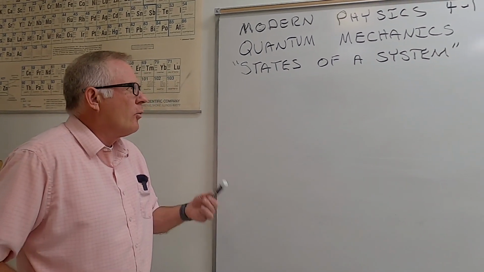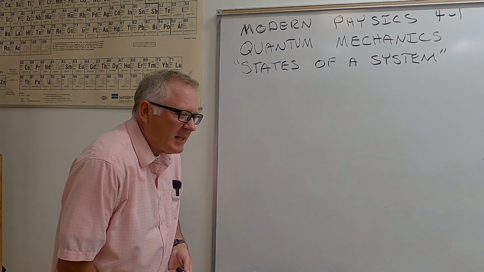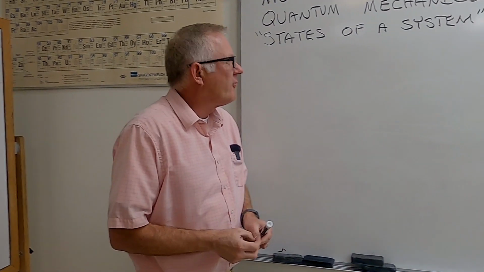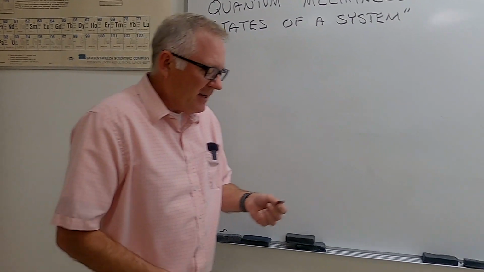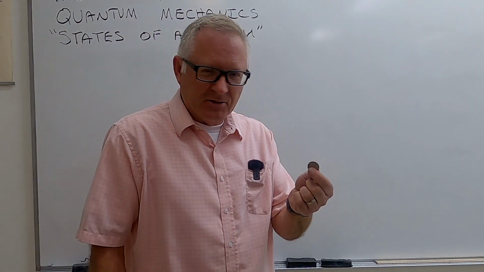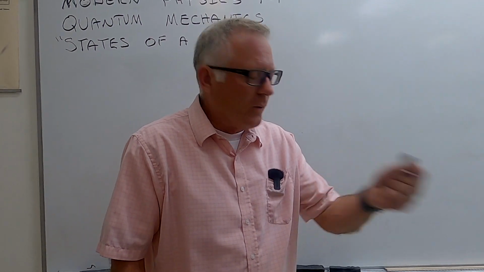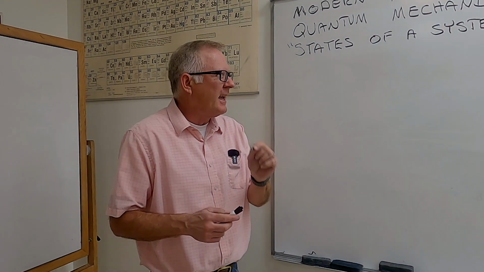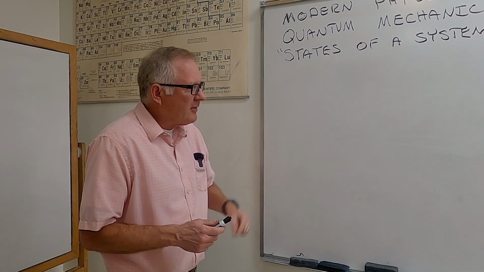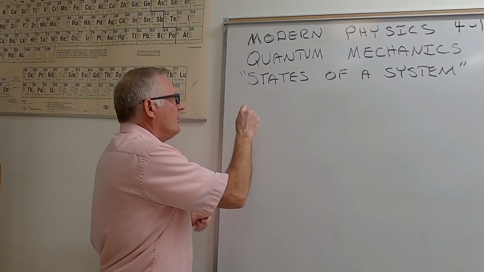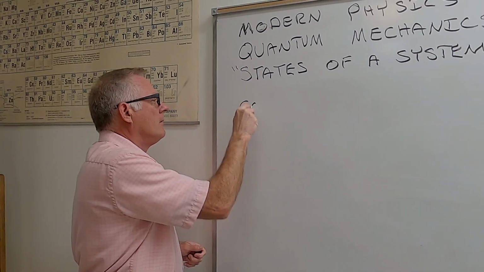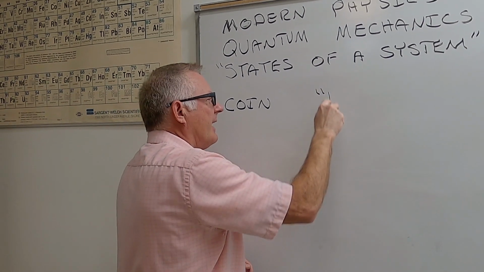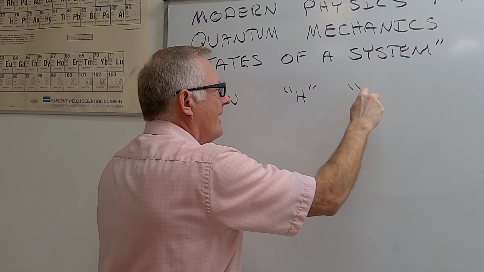If I take a real simple system, something like, say, a coin right here. When I flip a coin, I don't care about what the denomination of the coin is. I don't care about the metal or where the coin is. All I care about is the heads or the tails. So for a coin, there's just a two-state system. It could either be a head or a tail.